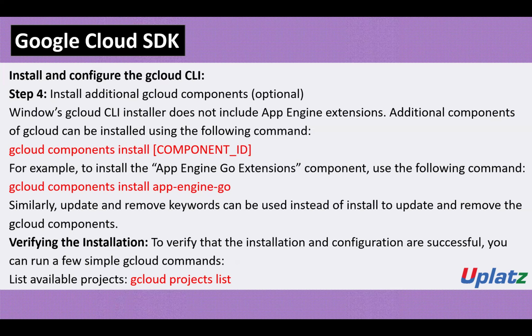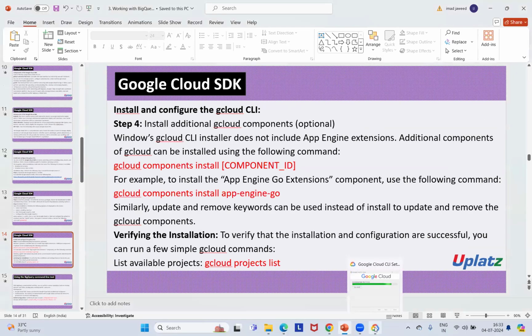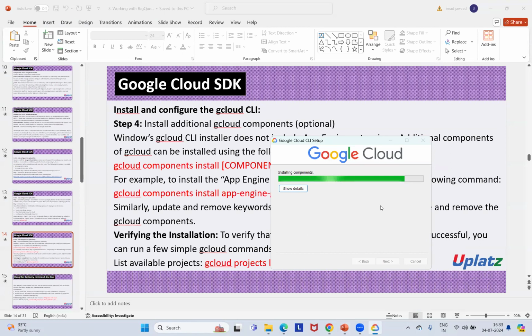Once you have successfully done the installation and configuration of Google Cloud SDK, you can verify the installation. To verify that the installation and configurations are successful, you can run a few simple gcloud commands. Let's see. In order to see the list of all the available projects, you can run gcloud projects list, so that it is going to show you all the Google Cloud projects. Okay, so does it finish? Okay, let's just wait.